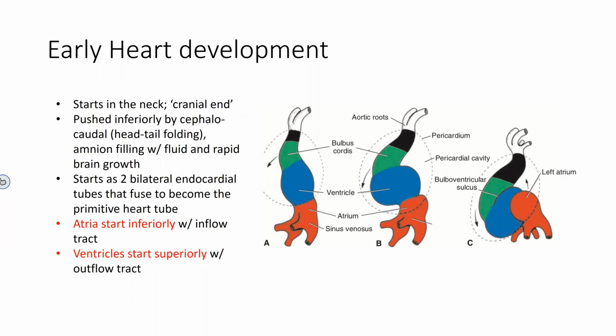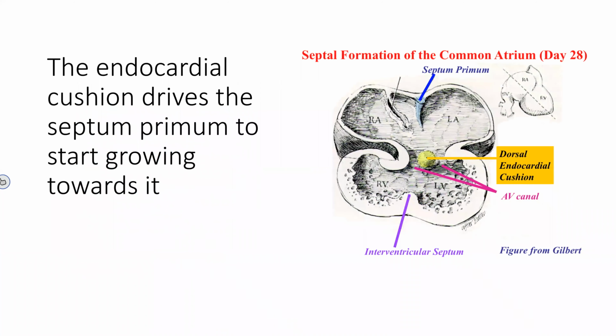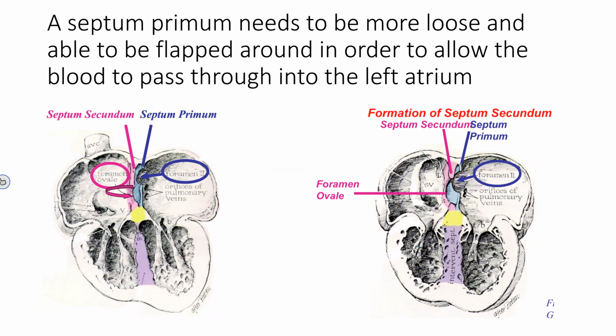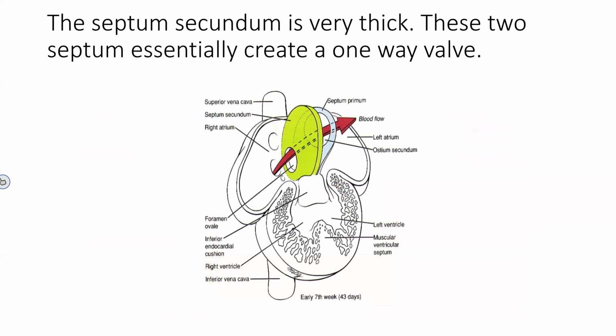But this diagram is also good because you can sort of see how the heart twists so that the atria end up at the top and the ventricles at the bottom. It starts with the endocardial cushion and the septum primum, and then it creates the first hole, which is the foramen primum, and the foramen primum reaches the endocardial cushion, which closes off the ostium primum. And then you have the septum secundum and the septum primum, which create the foramen ovale, and then that comes up later on.